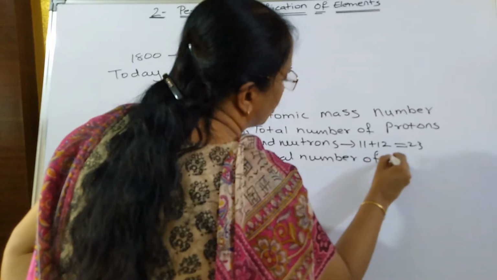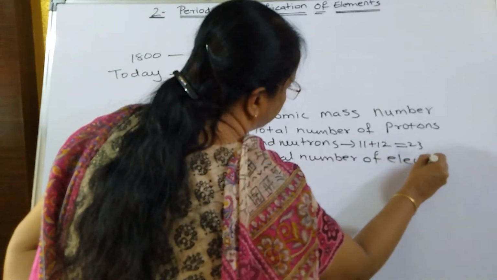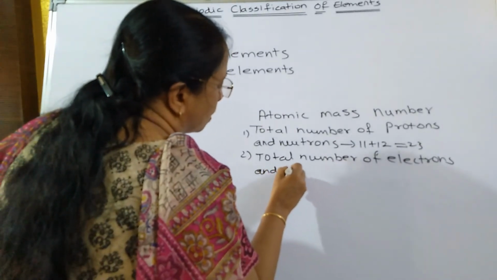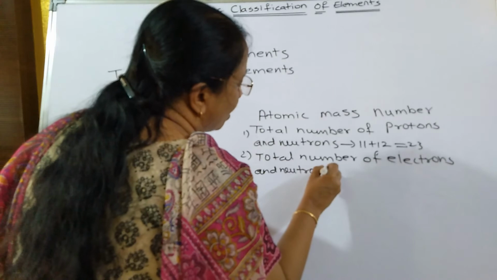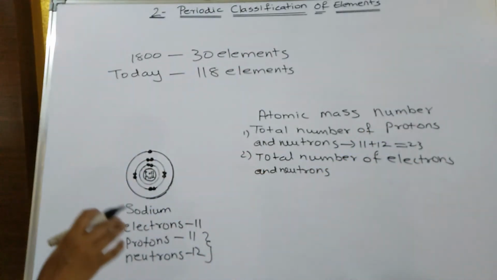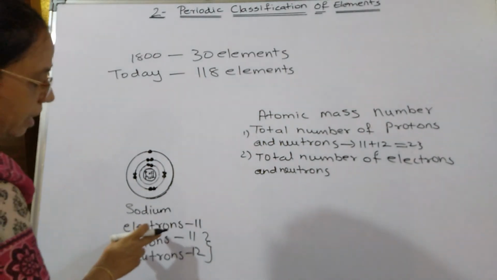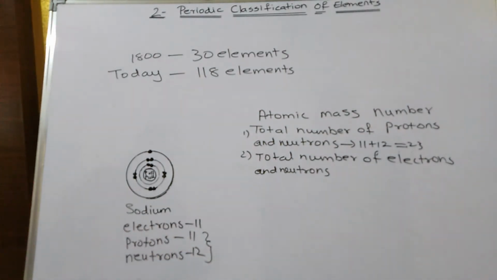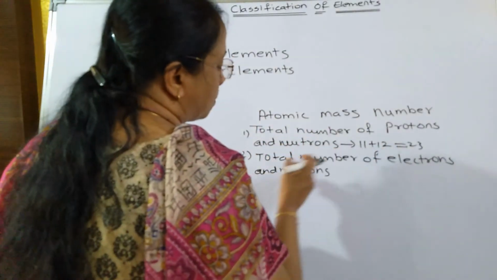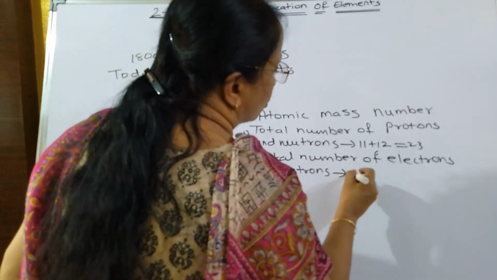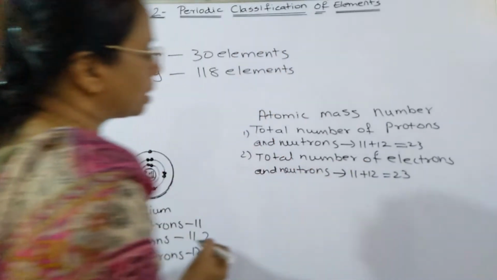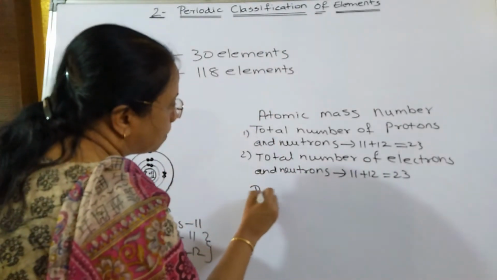You can also write atomic mass number as the total number of, instead of protons, you can also write electrons and neutrons. Why can you write electrons instead of protons? Because the number of protons and the number of electrons are always the same in all atoms. Over here there are 11 electrons and 11 protons. So either you can say total number of protons and neutrons, or you can say total number of electrons and neutrons. So total number of electrons is 11, neutrons is 12. The total is how much? 23. Now what is atomic number?